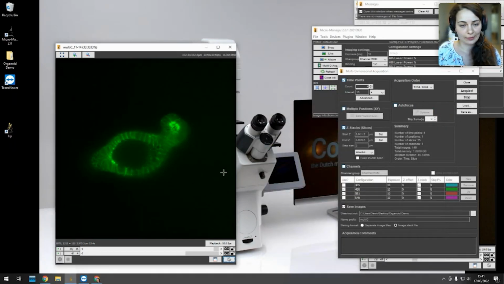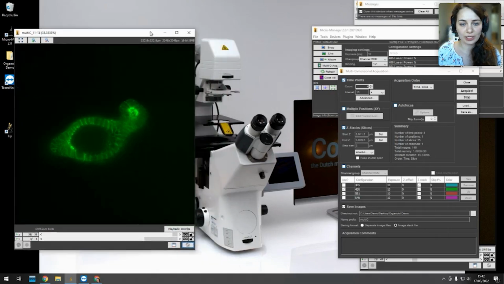So if you have an upright microscope, NL5 can be coupled to it, and you can use a water dipping objective. But for long-term imaging, I recommend using an oil objective, and a low magnification oil objective for organoids, because as the organoids are growing, you want to capture a bigger field of view to be able to follow the growth and the development of the organoid.